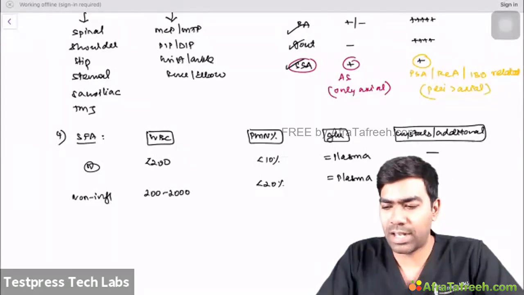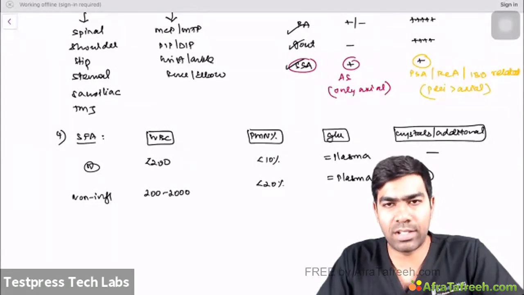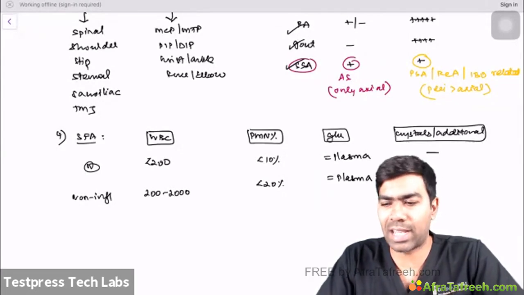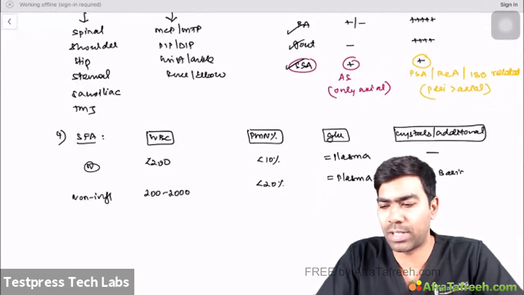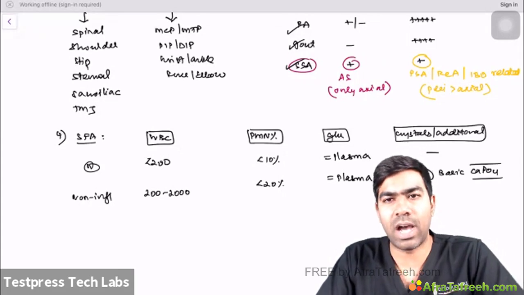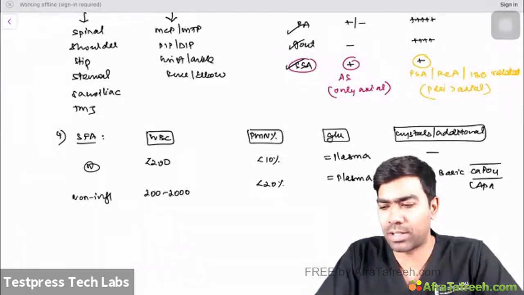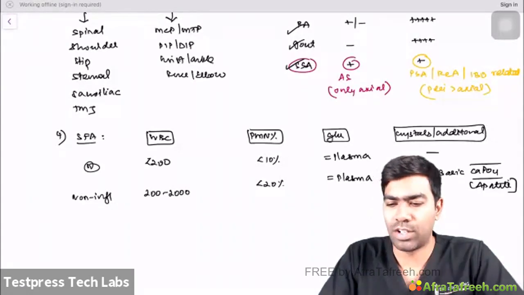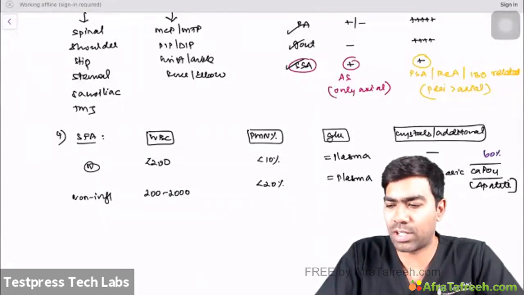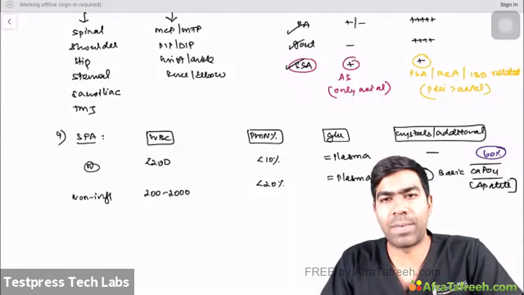But very rarely, in the setting of osteoarthritis, you will be able to see basic calcium phosphate crystals. These are called basic calcium phosphate type crystals, which are nothing but apatite or hydroxyapatite crystals. So usually 60% of osteoarthritis patients may have this kind of apatite crystals with them.